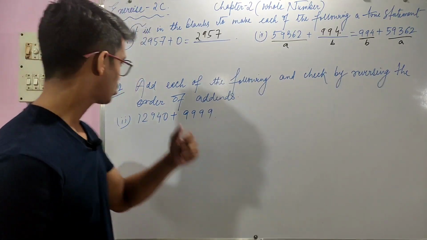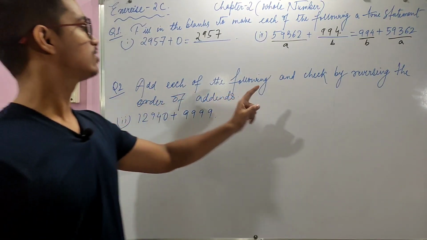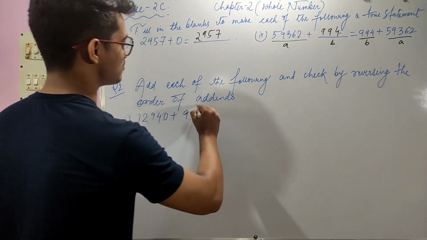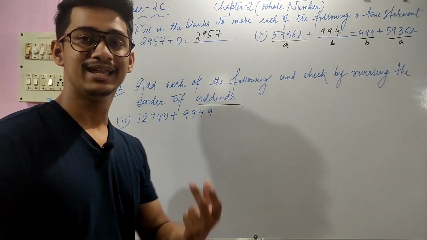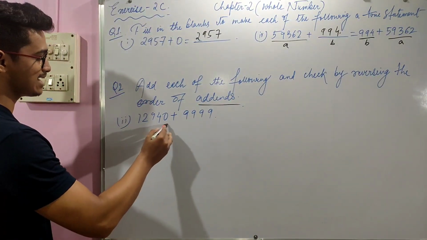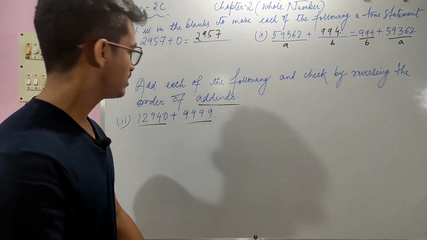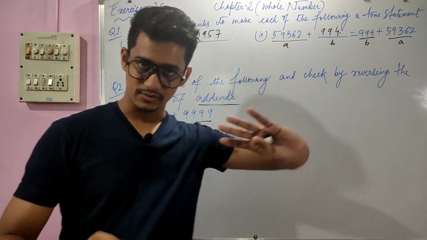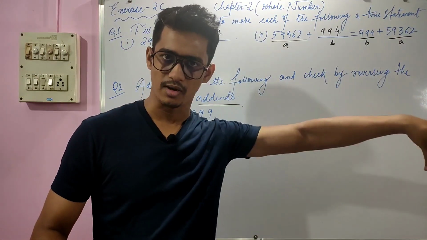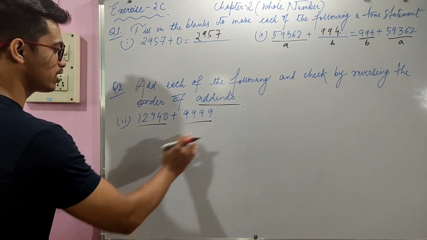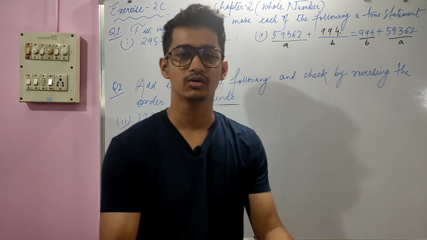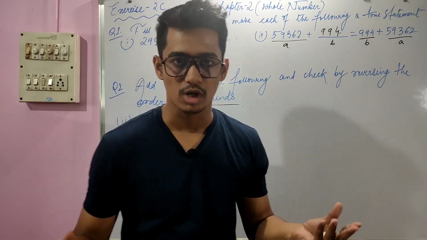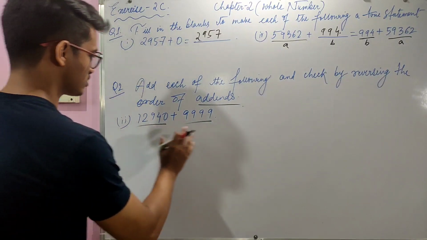Let's just straight jump into question number 2. Add each of the following and check by reversing the order of addends. Addends means the numbers which are getting added. So here 2 numbers are there. We have to add these numbers, and after adding, whatever the result comes, we simply reverse the order of these 2 numbers and find it out. Whatever the result will come, those two results will be same or not. That is our task. So let's just add first of all.